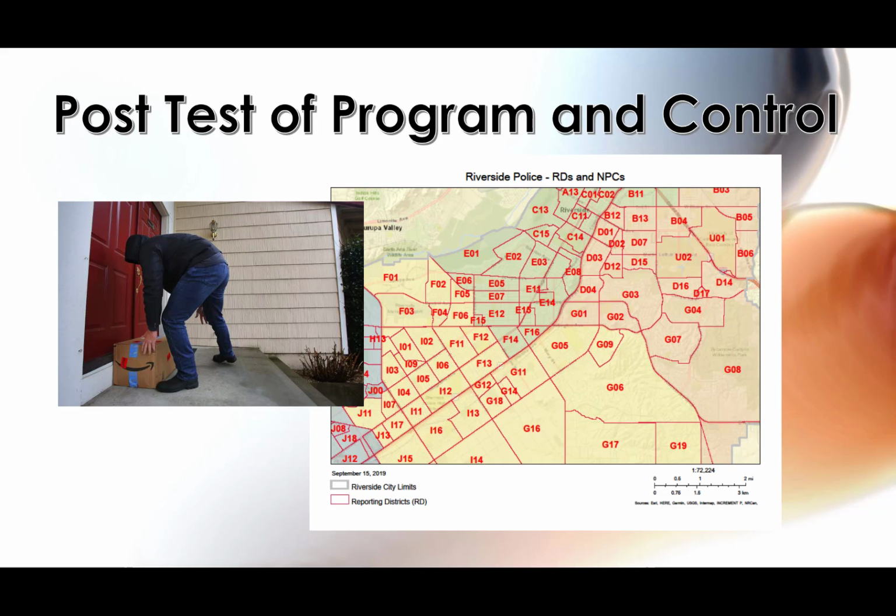Instead, we're going to assume that we've got different levels of adoption in these different reporting districts that you can see on the map, and compare their crime rates with respect to their Neighborhood Watch programs and compare them to other districts.